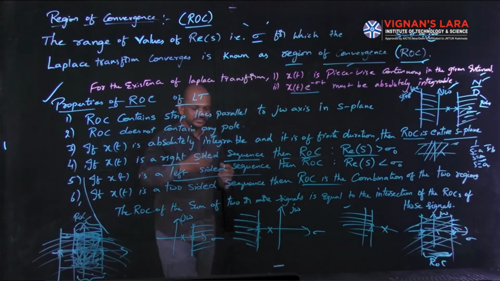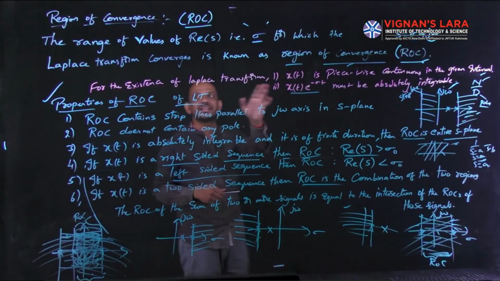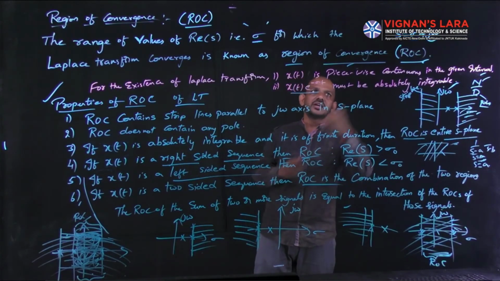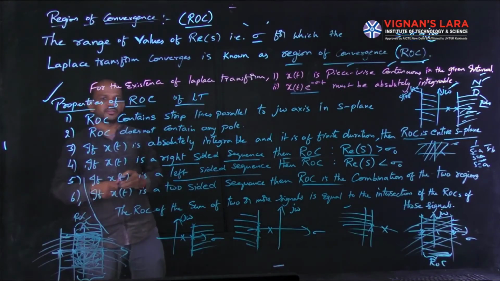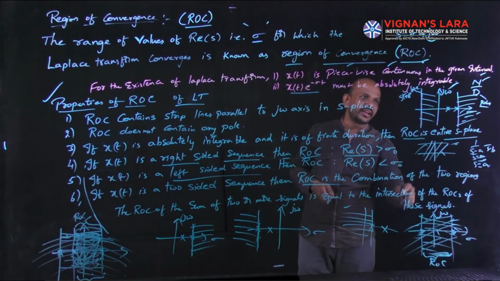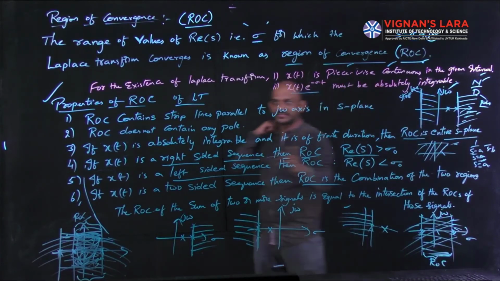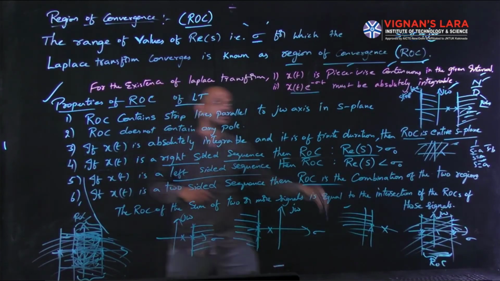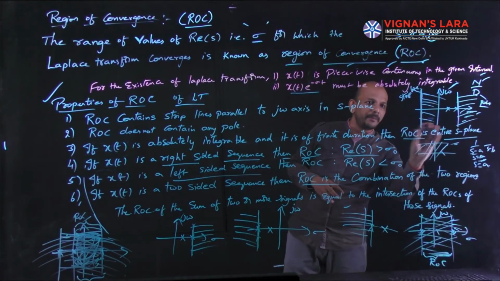Next, I explain the properties of ROC. So simply, ROC is nothing but the range of sigma for which the Laplace transform converges. Now I will see the properties of ROC. The first property is that the ROC contains strip lines parallel to the j omega axis. Next, the ROC, that is the region of convergence, does not contain any pole.